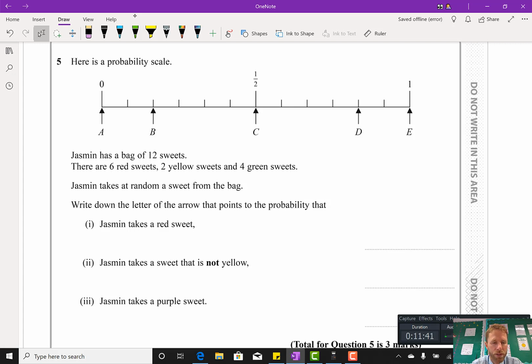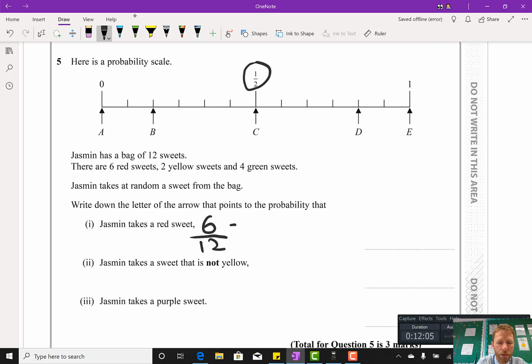So I need to know the probability of taking a red sweet. So I've got to now understand how to write a probability. And there's a clue here because it's given us half, and we can write probabilities as a fraction. So a red sweet as a fraction, well, there are 6 red sweets out of 12 in the bag.